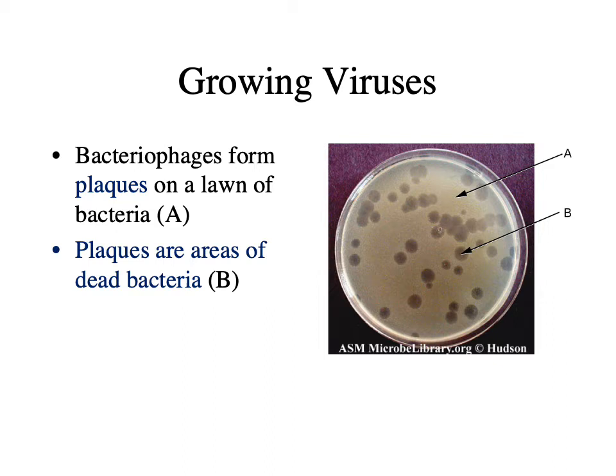So the plaques are dead bacteria. That is true because the bacteriophage is the predator of the bacteria. It finds the bacteria, it kills the bacteria cell, and then it grows. So remember, plaques are areas of dead bacteria, but they are also areas of bacteriophages that are growing.